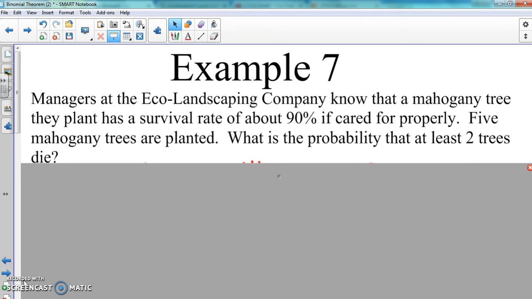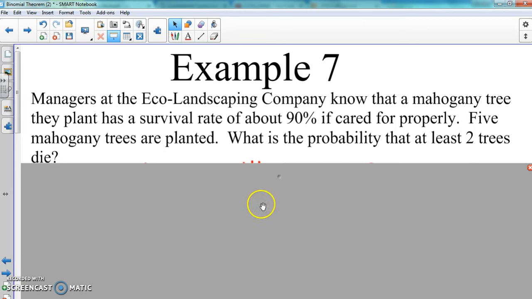All right. Managers at the Eco Landscaping Company know that a mahogany tree they plant has a survival rate of 90% if cared for properly. 5 mahogany trees are planted. What is the probability that at least 2 trees die?